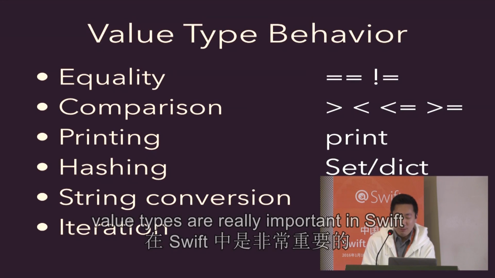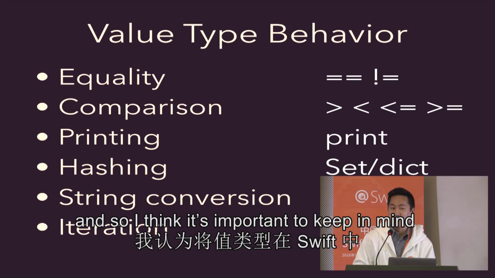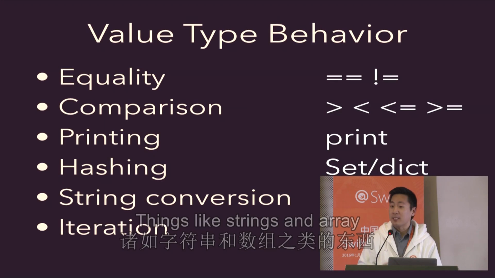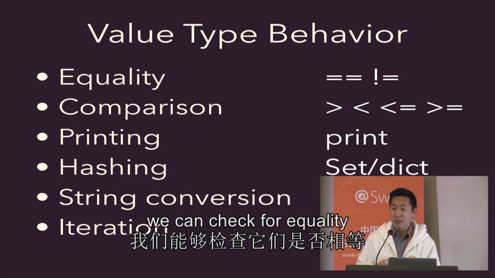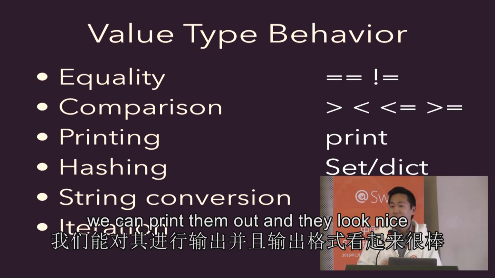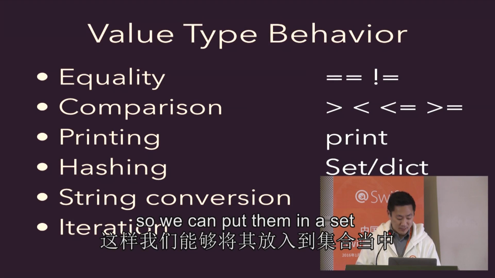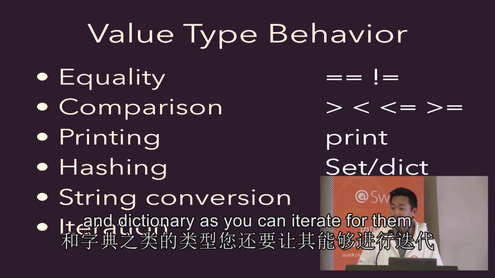So again, I think value types are really important in Swift. It's something that we're going to be writing a lot of, so it's important to keep in mind what value types already do in Swift, things like strings and arrays. We can compare them, check for equality, and print them out and they look nice. They usually have hashing automatically, so we can put them in a set. They have nice string conversion, and for things like arrays and dictionaries, you can iterate through them.